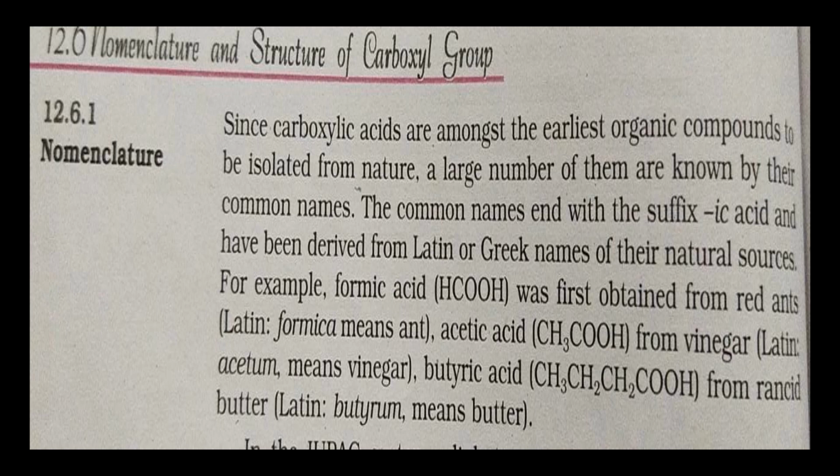12.6.1 Nomenclature. Since carboxylic acids are amongst the earliest organic compounds to be isolated from nature, a large number of them are known by their common names. The common names end with the suffix "ic" acid, and have been derived from Latin or Greek names of their natural sources. For example, formic acid, HCOOH, was first obtained from red ants. Latin "formica" means ant.